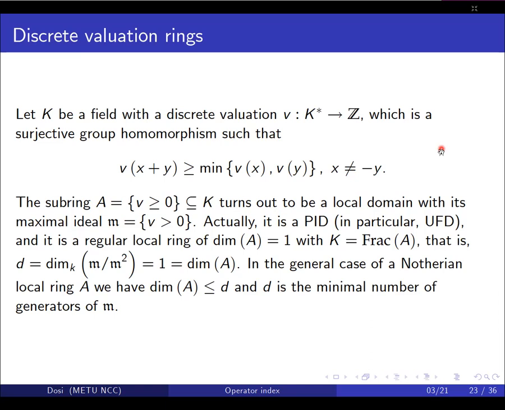The moment is that having this sort of discrete valuation, you can automatically generate a local domain. So the non-negative elements here turn out to be a domain, whose unique maximal ideal looks like this: v is strictly positive. So the zero valuation exactly represents the invertible elements. Well, it's going to be proved that it's a principal ideal domain, a unique factorization domain. It has very nice properties, like being a regular local ring of dimension 1. And yes, K is its fraction field.